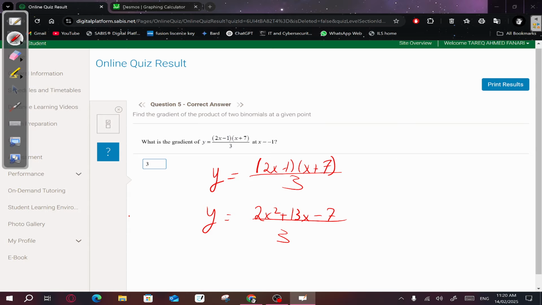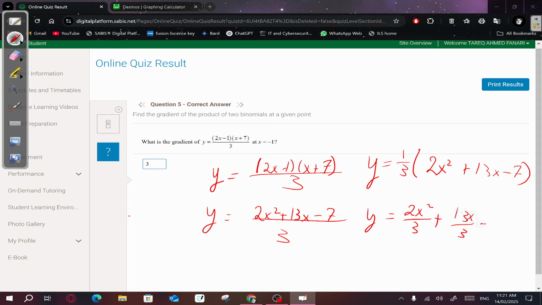Now, what we're actually going to do here is factor out 1 over 3. So y equals 1 over 3 times (2x squared plus 13x minus 7). You might be asking how we factored out 1 over 3. If you think about it, this is just equal to 2x squared over 3 plus 13x over 3 minus 7 over 3. So you can factor out 1 over 3 from all of this.